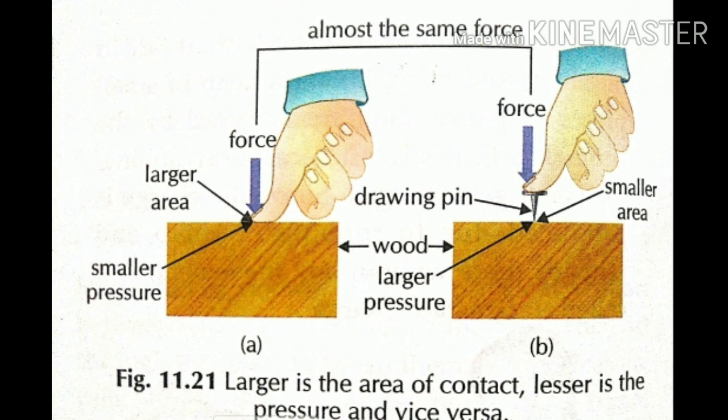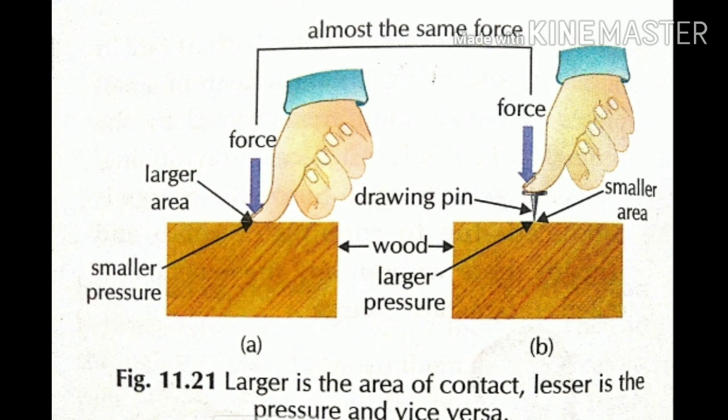But why does this happen? The force applied on the wood is almost the same in both the cases, but the drawing pin has a much smaller area of contact as compared to your thumb. This means that in the case of the drawing pin, the area over which the force acts is smaller, and I told you that smaller the area of contact, greater will be its effect. Therefore, its effect on the wood is much greater. That's why it goes into the wood. This is because of pressure.